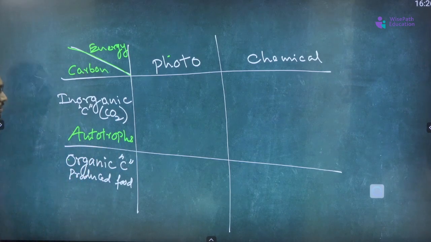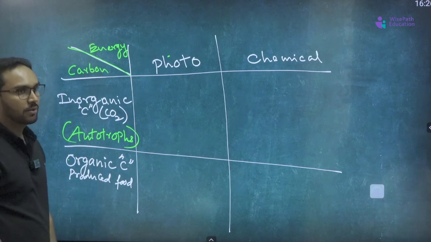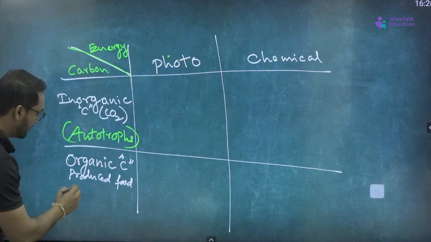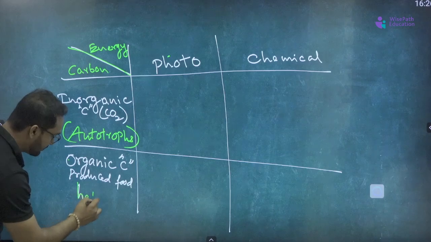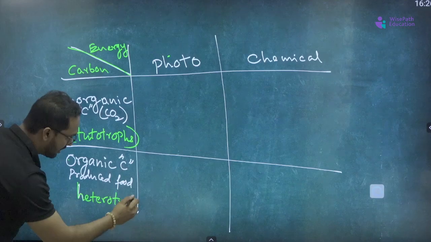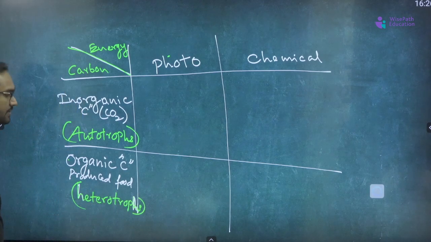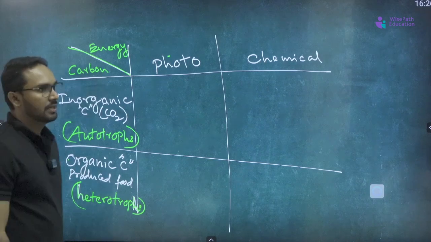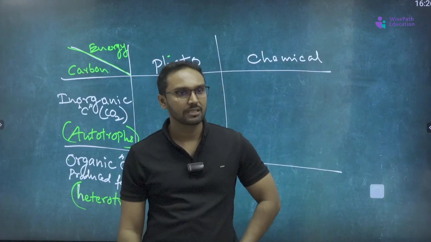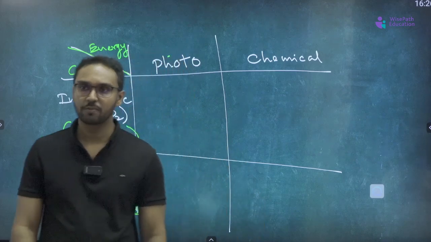These are called the autotrophs. And what do you call the organisms which take organic carbon, or the produced food? We call them the heterotrophs, right? So if the carbon resource is inorganic carbon, they are autotrophs. If the carbon resource is organic carbon, they are heterotrophs. That is how the autotrophs and heterotrophs are named.